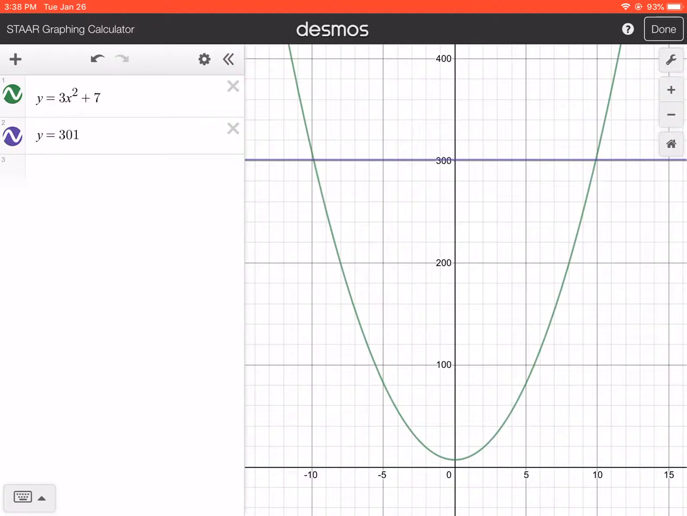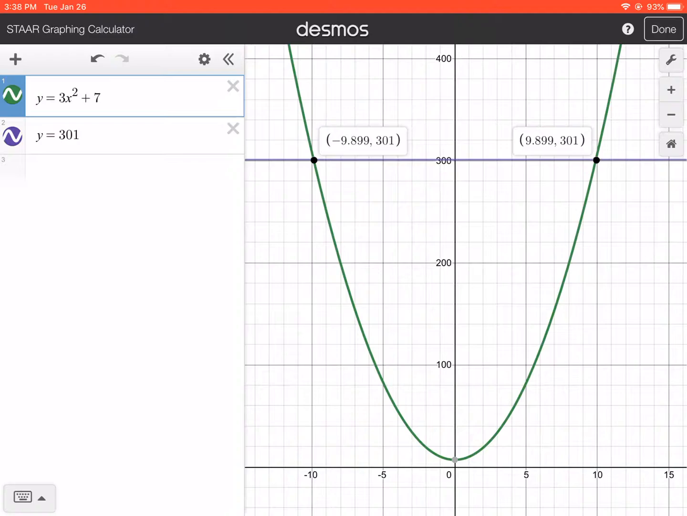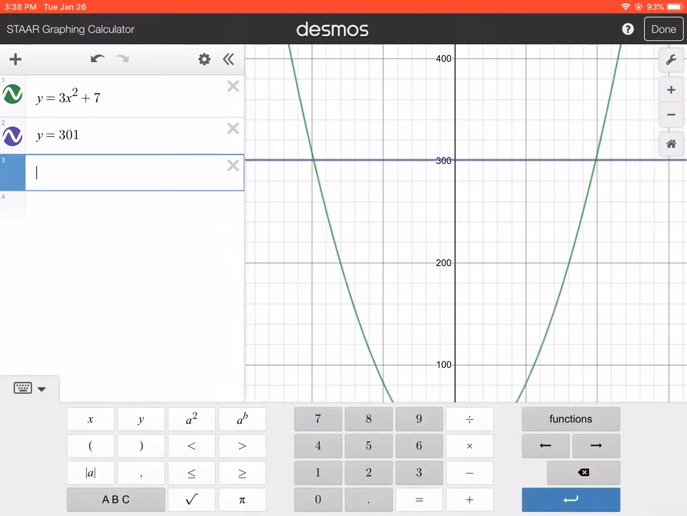The directions on your Schoology say that we're going to tap where the two things cross. My green and my purple are going to cross in two different places. Those two things are my answer, negative 9.899 and positive 9.899. Now we don't have those in our answer choices. We have a 9, an 81, a 3, 6 square roots of 3, 7 square roots of 3, 7 square roots of 2, and 14 square roots of 2. So it can't be positive or negative 9, 81, or 3 because those don't have decimals.